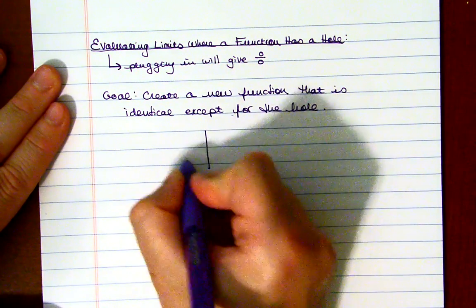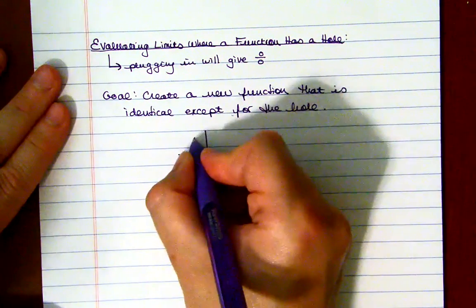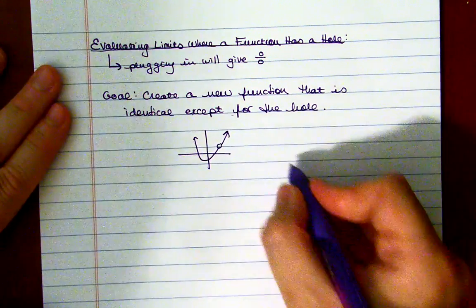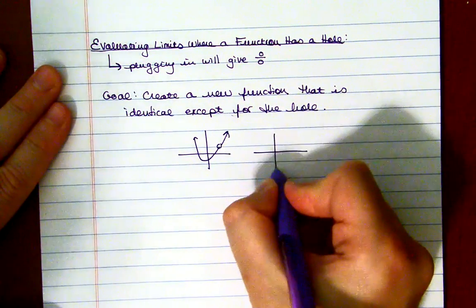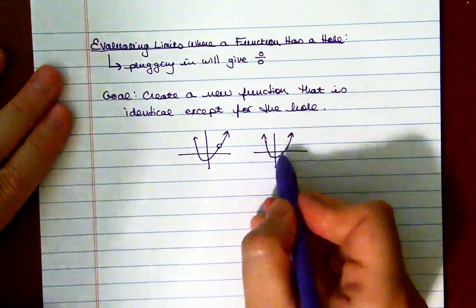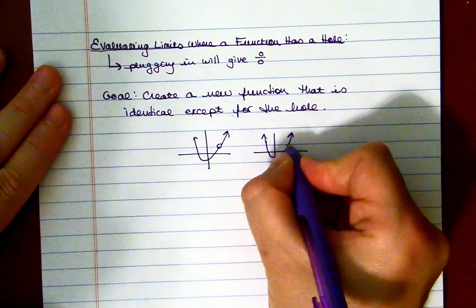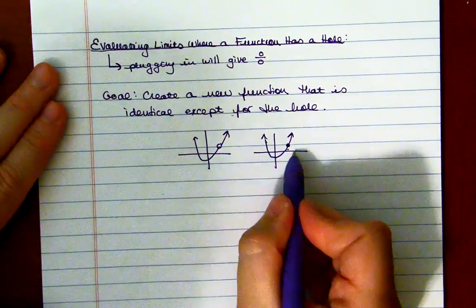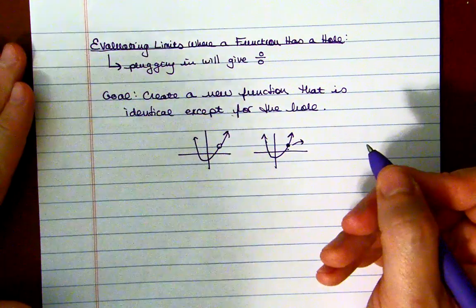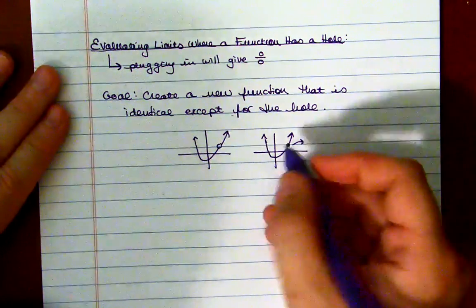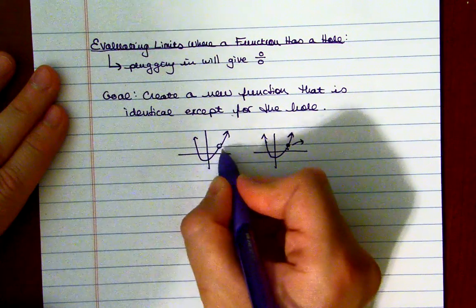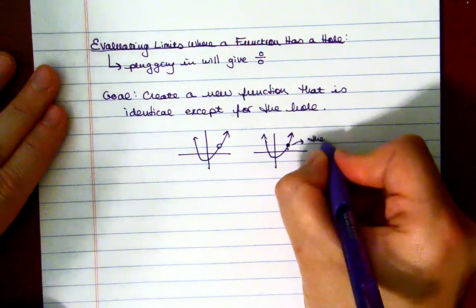So for example, let's say I have a function that looks like this. My goal is to create a formula for a function that looks like this. The exact same thing, just no hole over there. Because if I can create a function that's the same just without a hole, all I have to do is plug in to this new function, and whatever value I get over here will be the limit that I get as x approaches this hole over there.